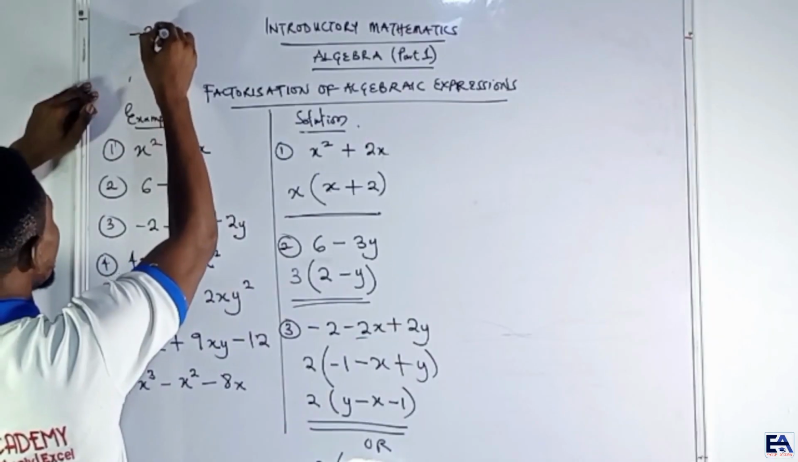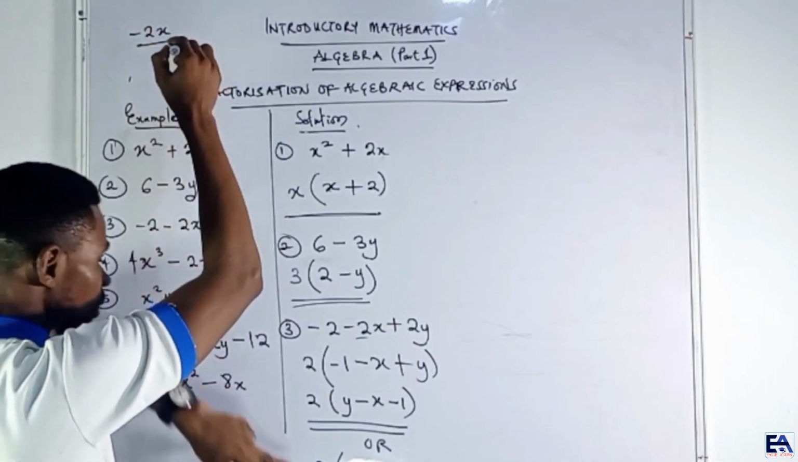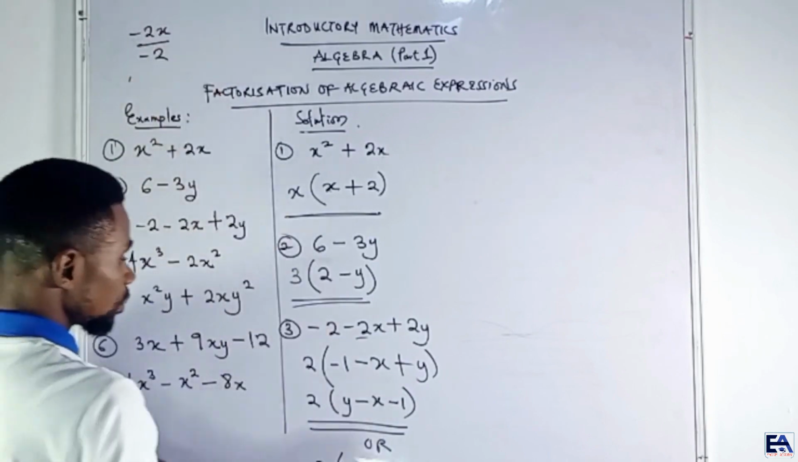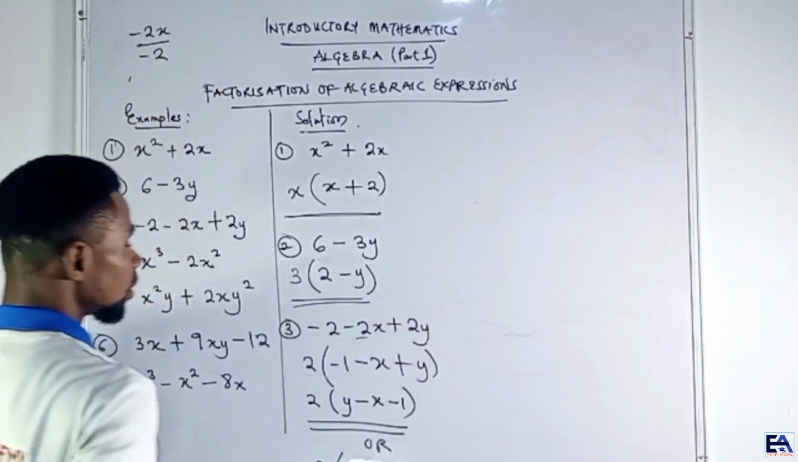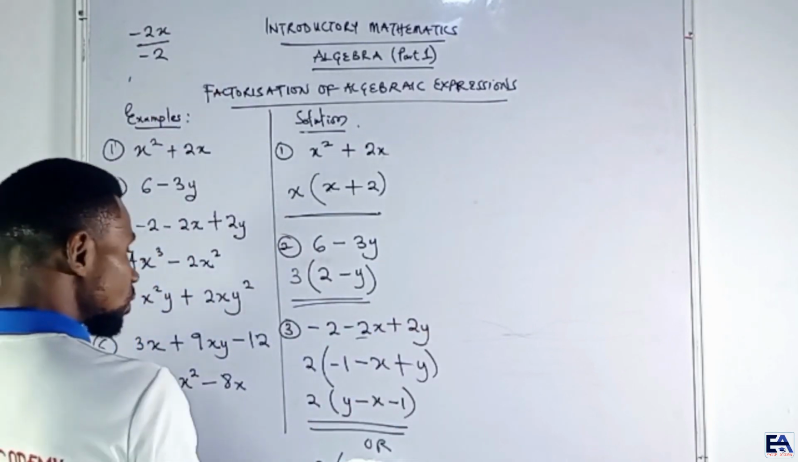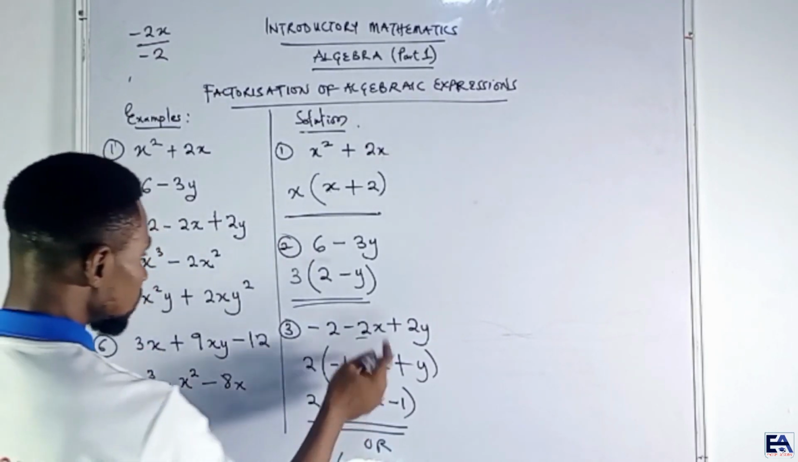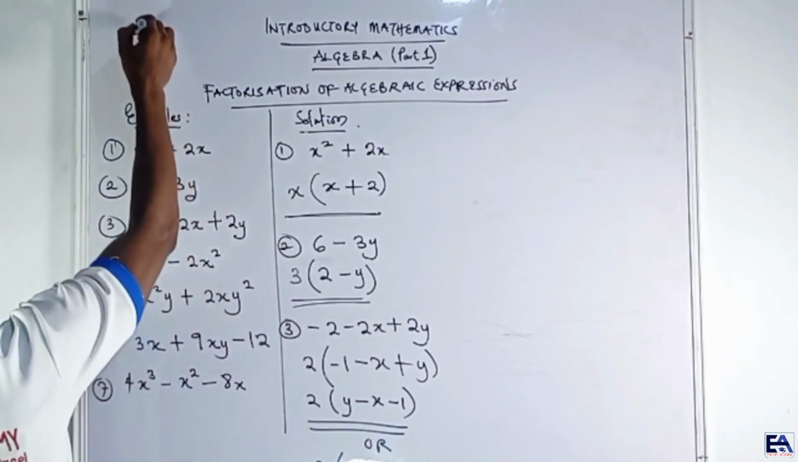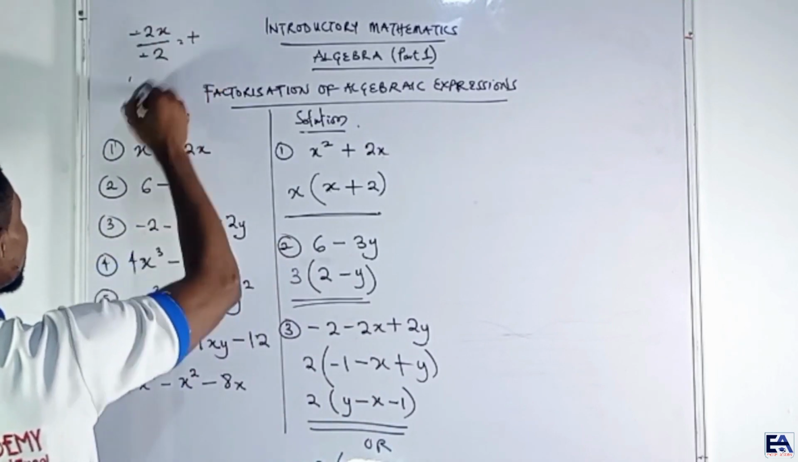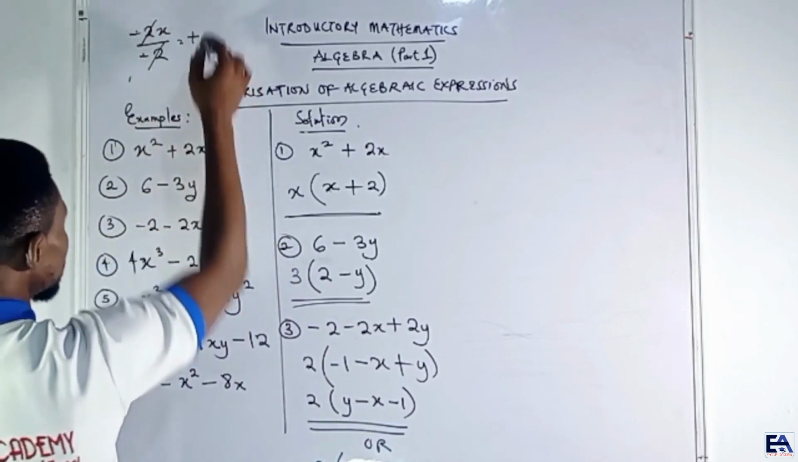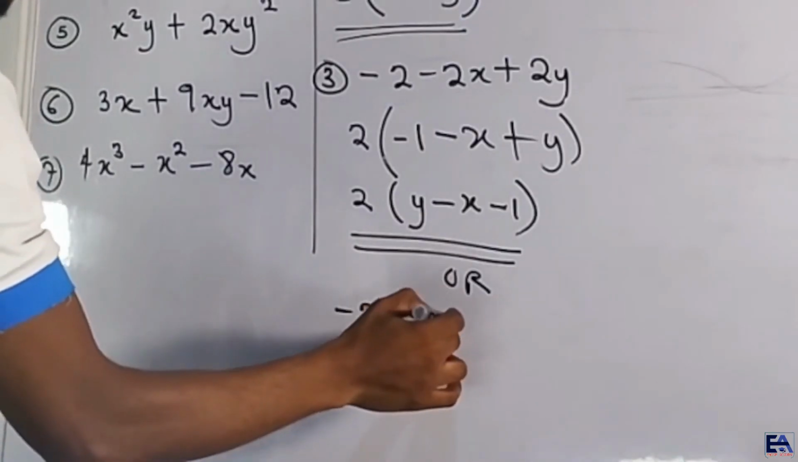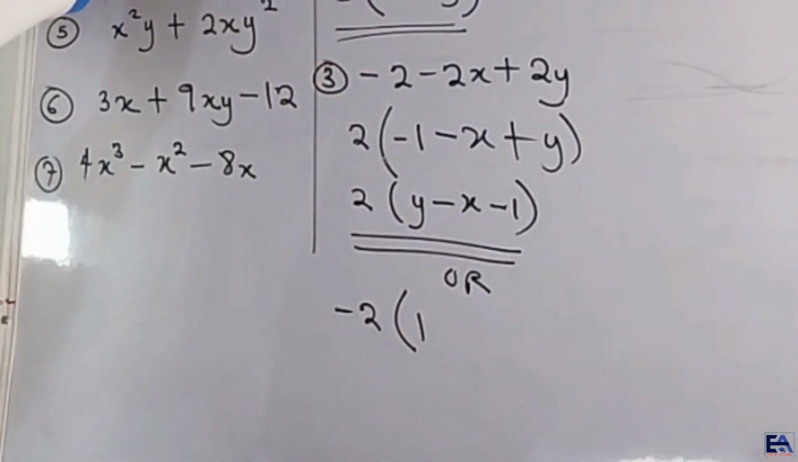We have minus 2x divided by the negative 2 outside. So this negative 2 will divide each of the terms. Okay? Because we picked it out as the common factor. It's all good. Okay? So then we have minus 2x. So minus divided by minus gives us positive. 2 cancels out 2, then it remains x. So you have plus x.